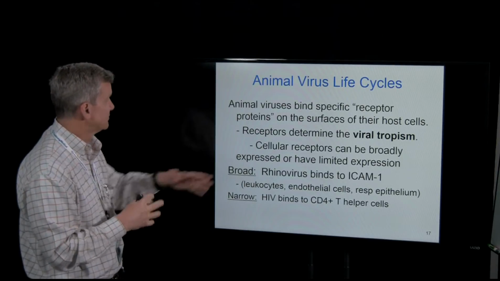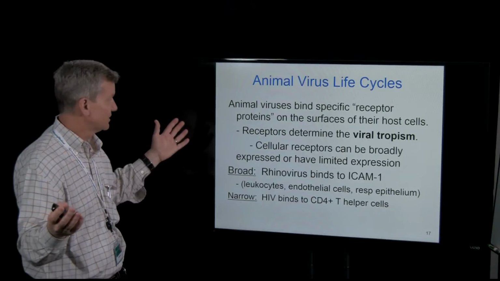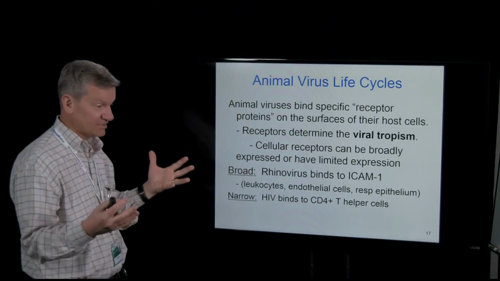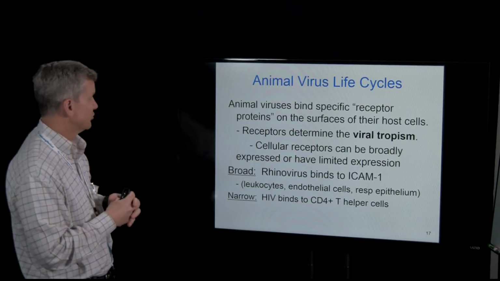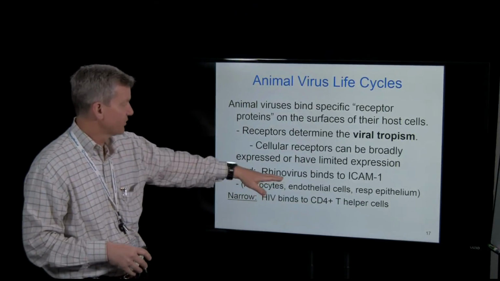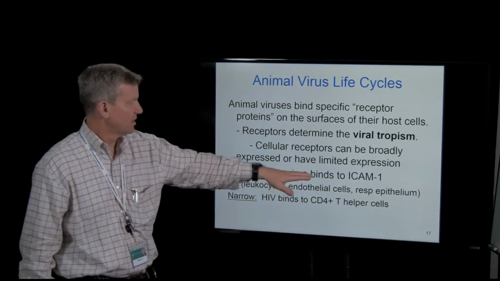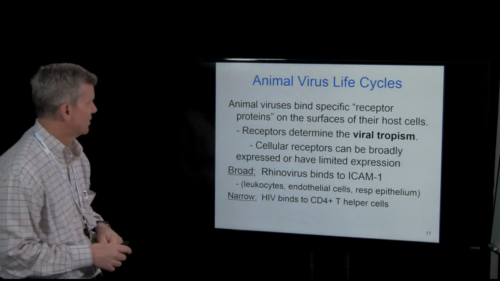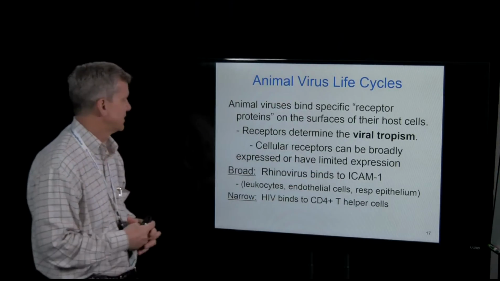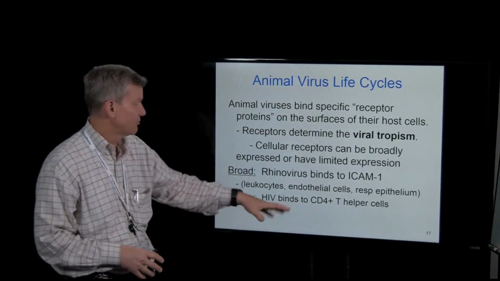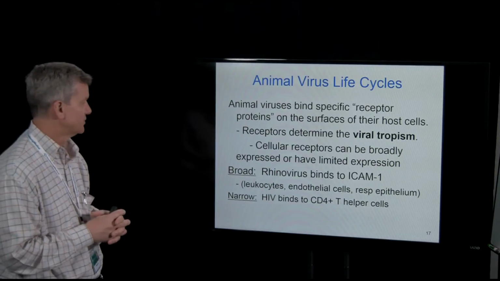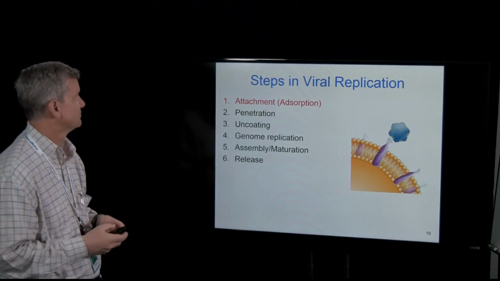Okay, so some cell receptors are on lots of different host cells, but most have limited expression. Influenza doesn't infect every single cell in your body. An example of a broad one is rhinovirus, which is obviously a cold virus, and binds to intercellular adhesion molecule. Primarily, though, it gives you a cold, even though you have ICAM on a lot of different cell types. And HIV is another example. It's very narrow. It only binds to CD4 and a co-receptor on CD4 cells, or T helper cells.